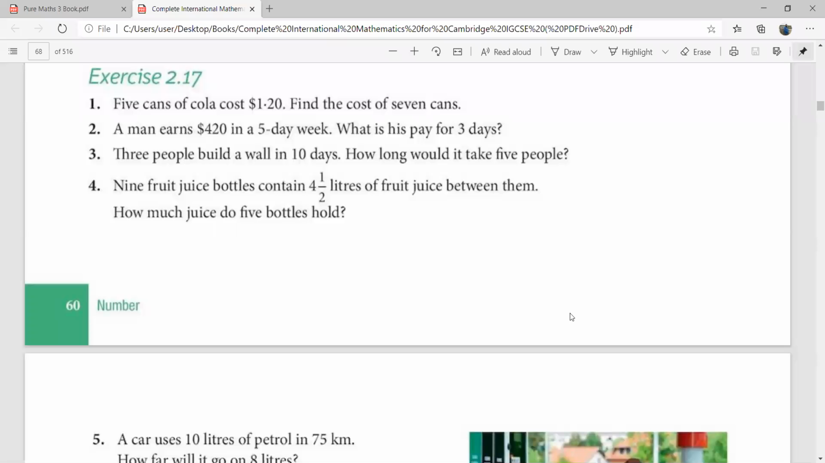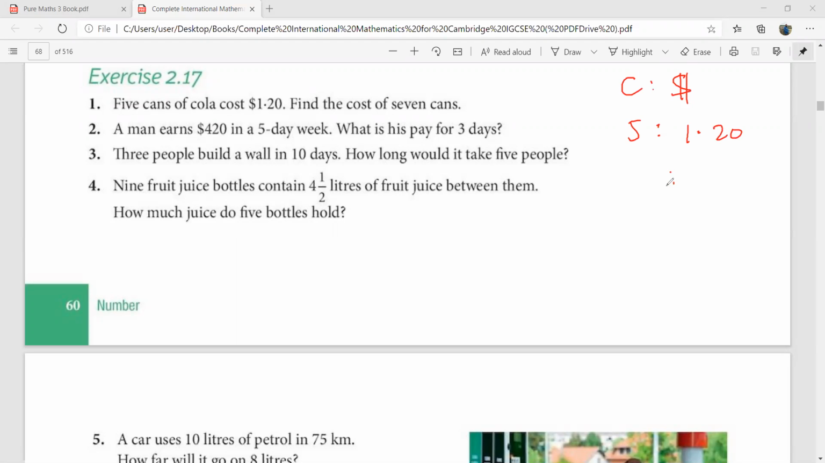Okay, guys, now we are going to move on to the proportion thing. Proportion is basically the combination of the ratios that is called a proportion. Like you see here, it says 5 cans of cola cost $1.2. So there is basically the ratio between the cans and their cost. Let me write here dollars. So if you have 5 cans, you have to pay $1.2.